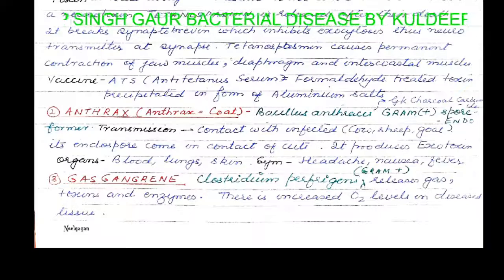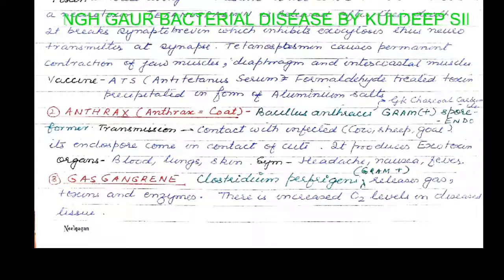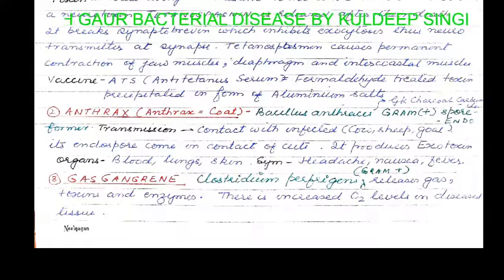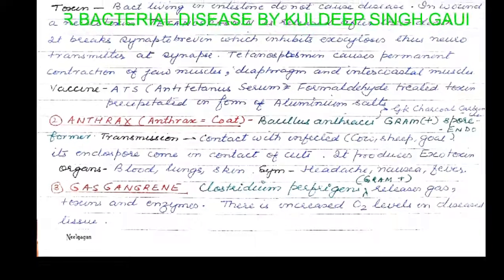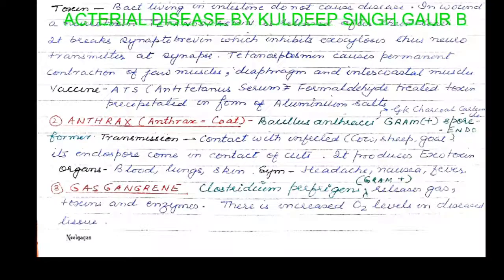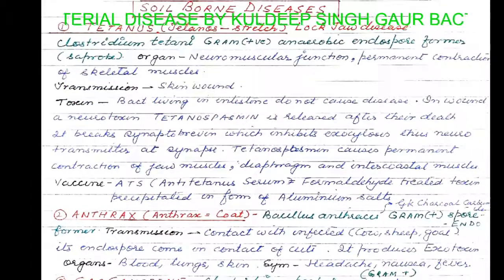Then we have gas gangrene caused by Clostridium perfringens, which is a gram-positive bacteria. There is increased oxygen level in the diseased tissue.